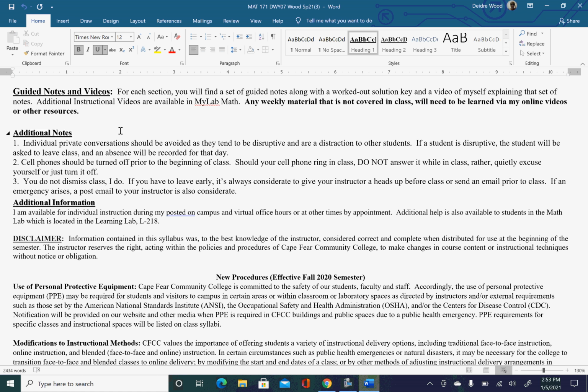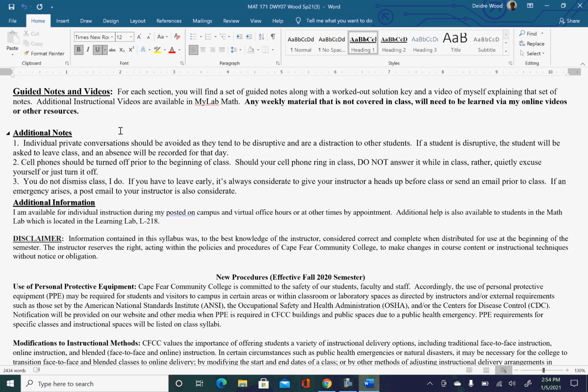Cell phones should be turned off. I know we're a really connected society. I just ask that if you do need to take a call, just quietly excuse yourself, pull a door or two behind you so we don't have to know your business, and quietly enter and exit. And just keep those to as minimum as possible.